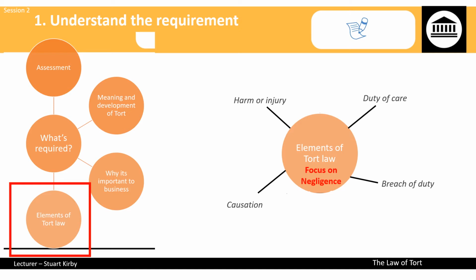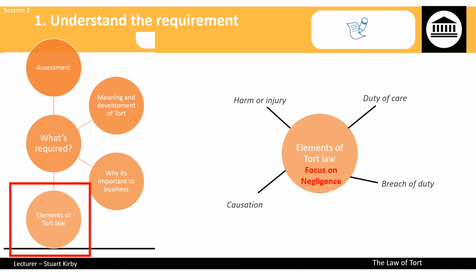In particular, we looked at the 3 stages that need to be established to determine whether there is a duty of care. Number 1 being, is there a relationship of proximity between the parties? Number 2, was the injury to the claimant foreseeable? And number 3, is it fair, just and reasonable to impose a duty?